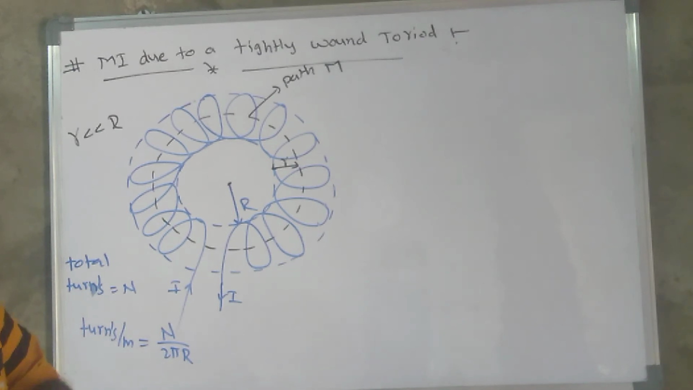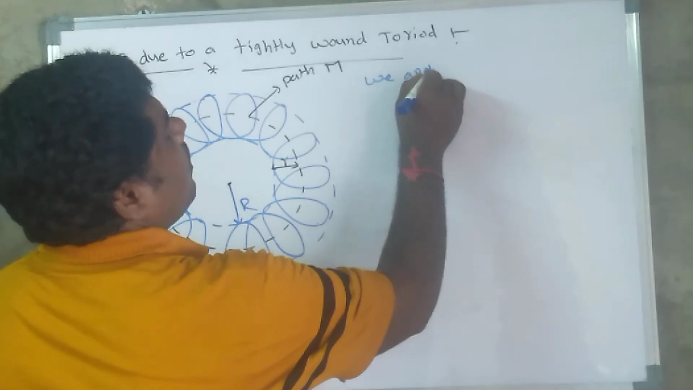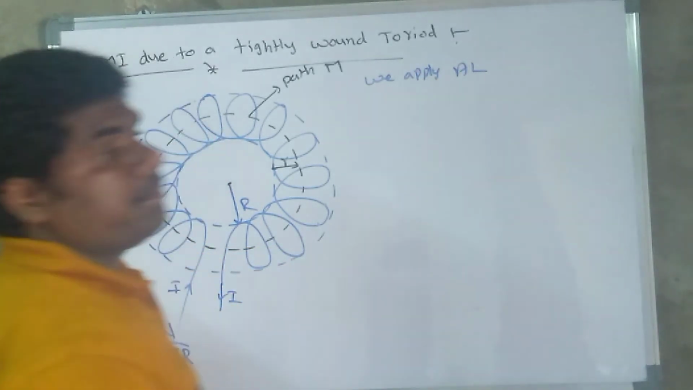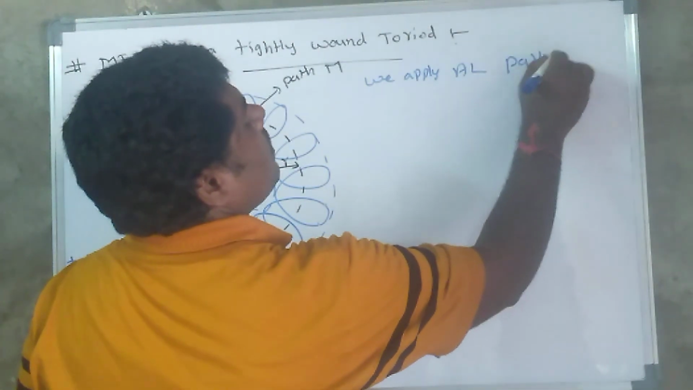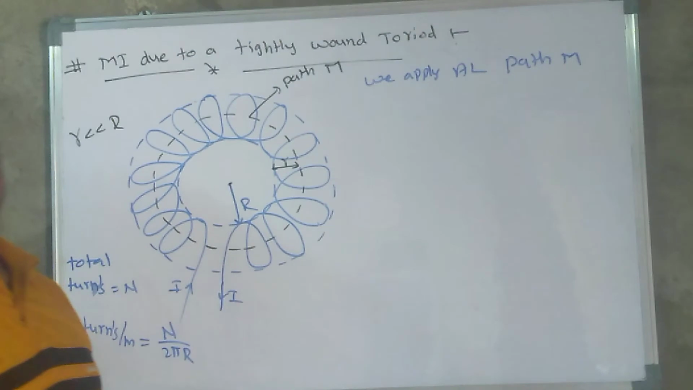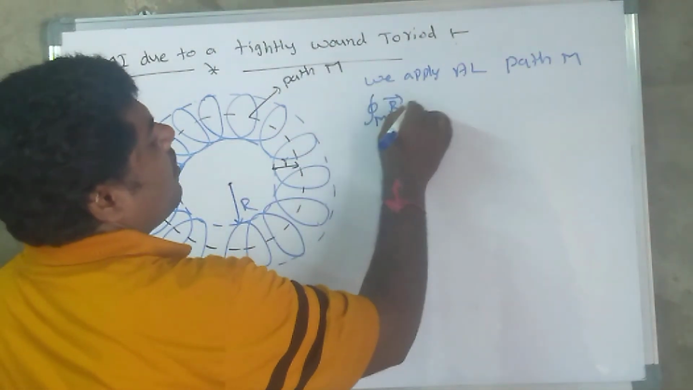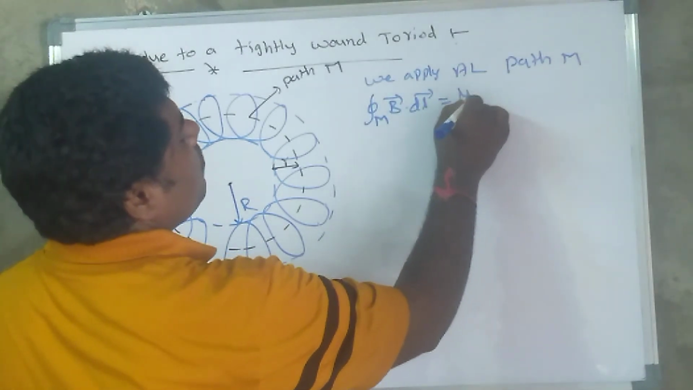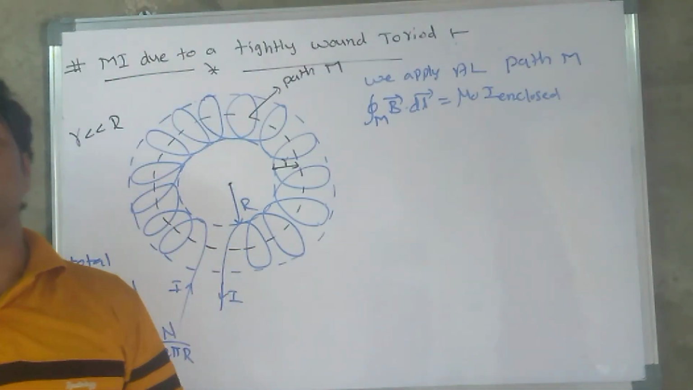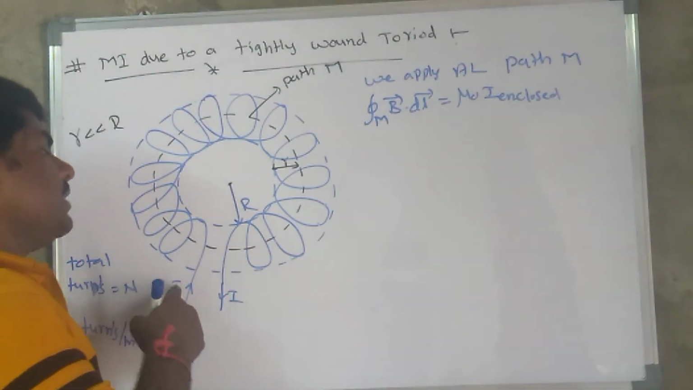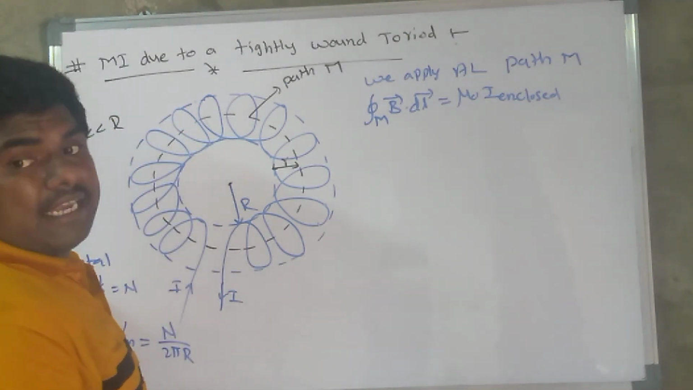So here we apply Ampere's law on this path M. The closed integral of B dot dl should be equal to mu naught into I enclosed. Here the I enclosed, the current I, with any number of loops there, is equal to N into I.